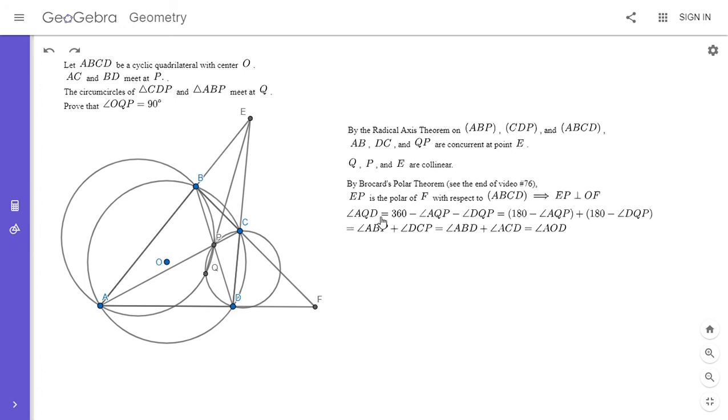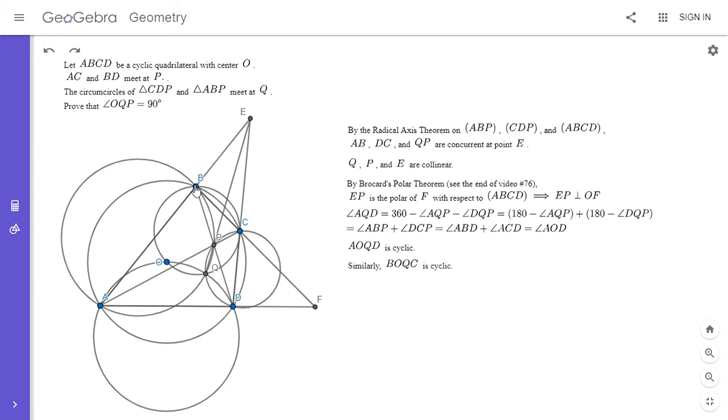So if angle AQD is equal to angle AOD, then that means AOQD is a cyclic quadrilateral, because those two angles intercept the same segment, and so AOQD has to be cyclic. And then by the exact same argument, we can show that BOQC is cyclic. So I'm not going to write out the same argument again, but using this exact same proof, we also have that BOQC is cyclic. So we have a lot of circles here now, but now we can apply the radical axis theorem exactly like we wanted.